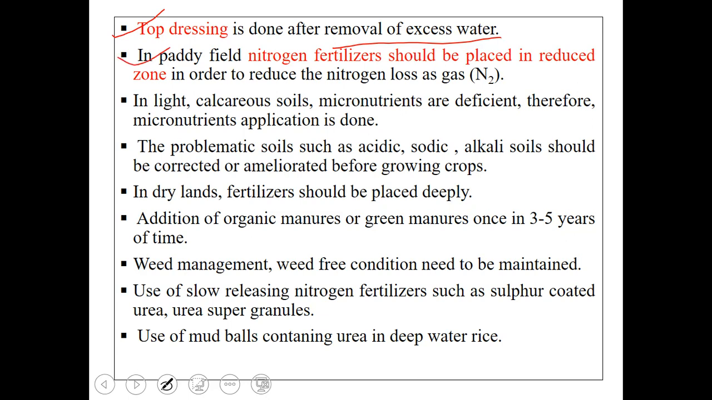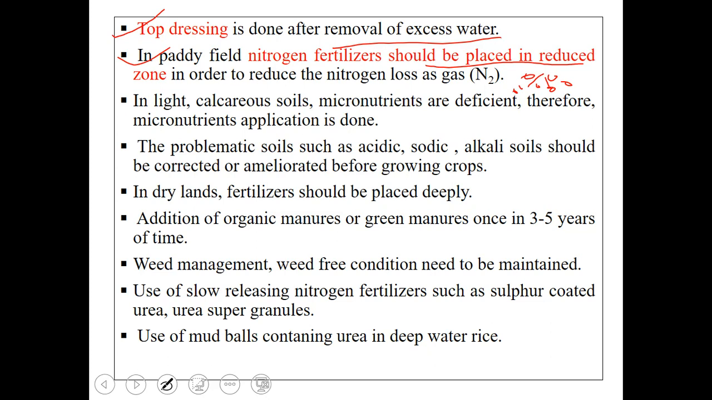And in paddy field, nitrogenous fertilizers should be placed in the reduced zone in order to reduce the nitrogen loss. Reduced zone means what? Where oxygen will not be present, right? In paddy soil, as you know, the entire field will be filled with water. When all the soil pores are filled with water, there won't be space for the oxygen to be present. So that condition we call a reduced condition.